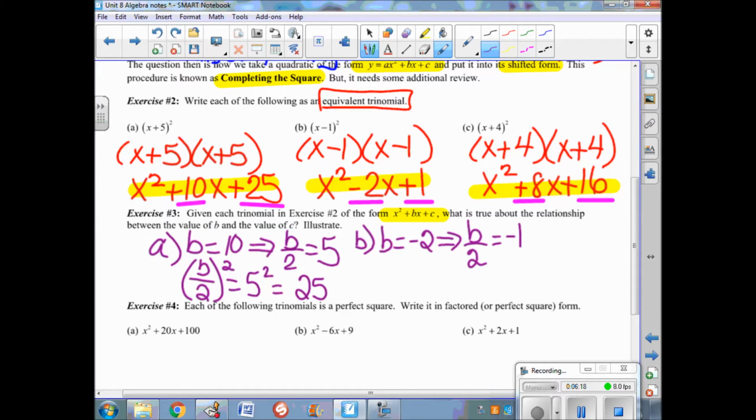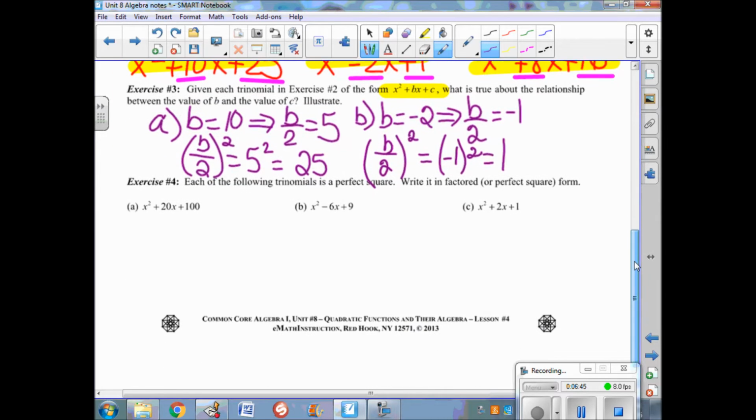Okay, if we take half of -2, that gives me -1. And then if I take that B over 2, or half of B, and square it, what is -1 squared? And that's +1, which is in fact my C. So that's the relationship. To summarize, half of B, and then square it, is equal to your constant, or C.